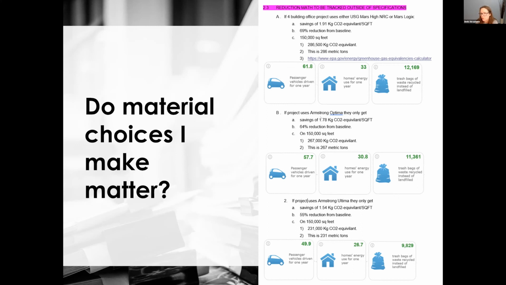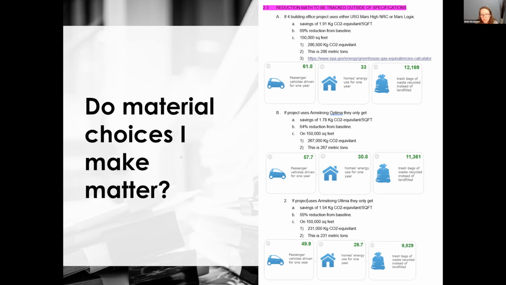Well, if we use Armstrong instead, okay, it's one of those either-or, I don't really care, then you only can drive 57.7 passenger cars for a year. So just this change in material on the same building makes a difference. If the project uses Ultima, which is often everybody's favorite because they had an awesome rep, you only get 49.9. So just switching the order of what your basis of design is for your acoustical ceiling panels, you can run 4 more houses' energy for a year just by making that choice.